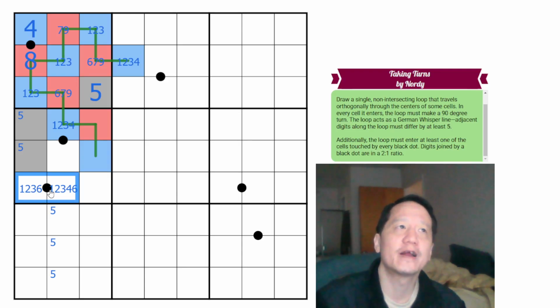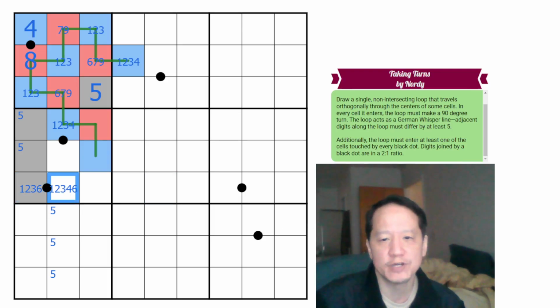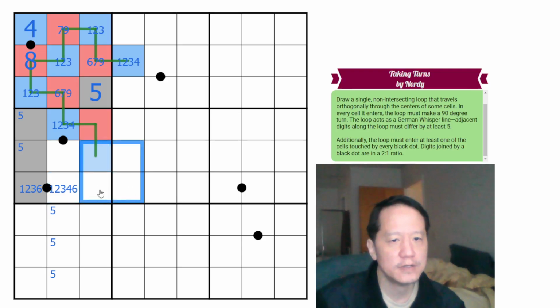In a black Kropke dot, there are no two digits that are in a 1 to 2 ratio and also have a difference of 5. So it can never actually go this way. So this cannot be on the German whisper line, right? This one has to be. And whichever way it takes to get here, what it cannot do is go like this way to get here. That means it does have to go back here, right?